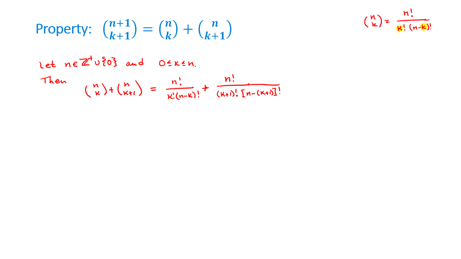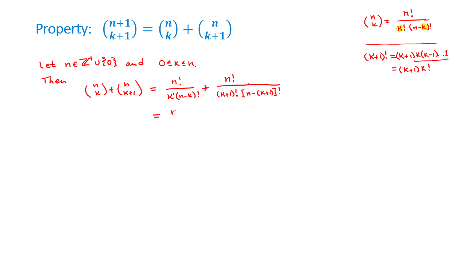Now, remember what we're trying to get to? We're trying to get to a single n choose k format, or really n plus 1 choose k plus 1. So this needs to be combined into a single fraction. I'm going to do a couple of things. The first thing is to notice that a k plus 1 factorial is the same as k plus 1 multiplied by k, keep going all the way down to 1. That's exactly the same thing as saying k plus 1 times k factorial.